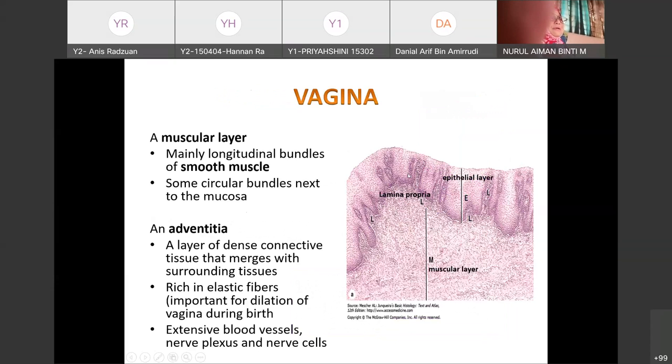The muscular layer here has mainly longitudinal bundles of smooth muscle, and some circular bundles next to the mucosal layer. So you can have the circular bundles here that encircle the vagina. And the adventitia is a layer of dense connective tissue that merges with surrounding tissues, rich in elastic fibers. This is important for the dilatation of the vagina during birth. It contains extensive blood vessels, nerve plexus, and nerve cells.